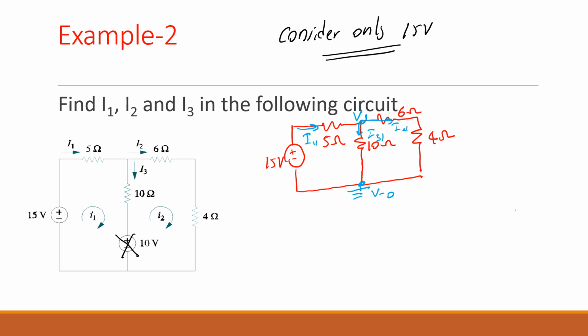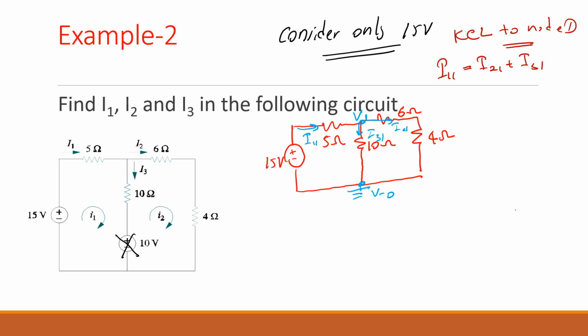So what's the next step? You apply KCL to node 1. When you apply KCL, it says whatever current is coming into the node is equal to the current going out. So what are the currents coming in? I11 is coming in. I21 and I31 are going out. Agree? Is that right? Any questions up to here?